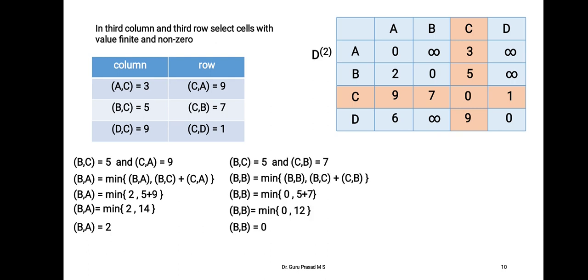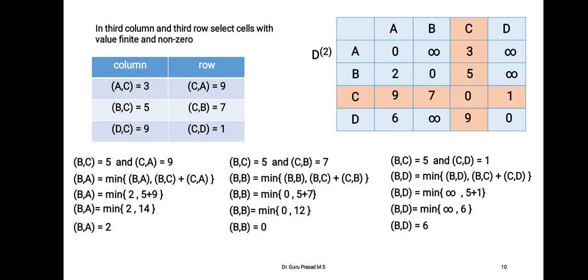Okay, next you have to select the column second value and the row second value. Column second value is B to C equal to 5 and row second value is C to B equal to 7. You have to find the path from B to B. Write the equation and substitute the values. B to B value is 0.